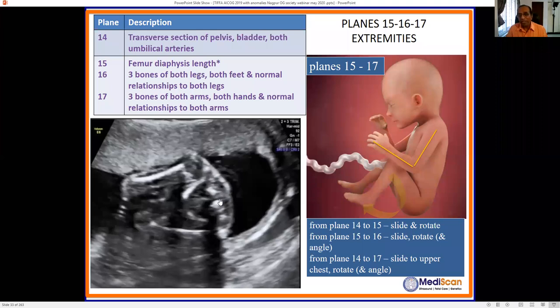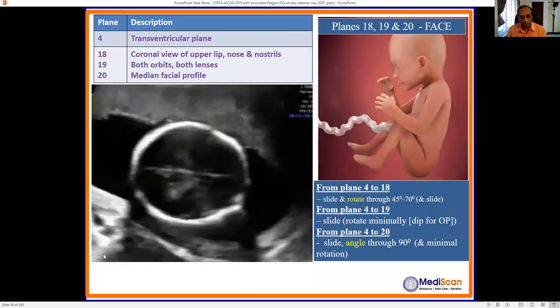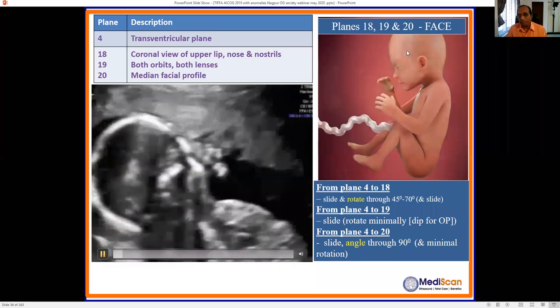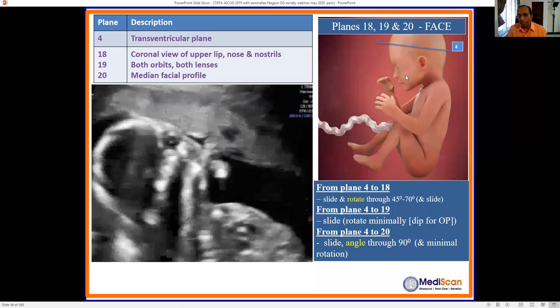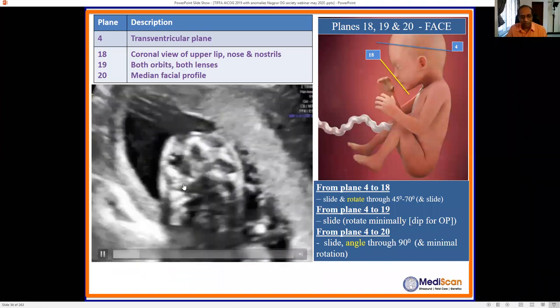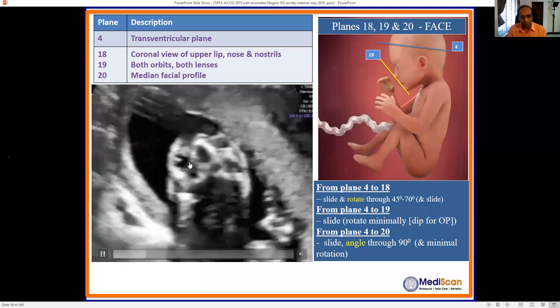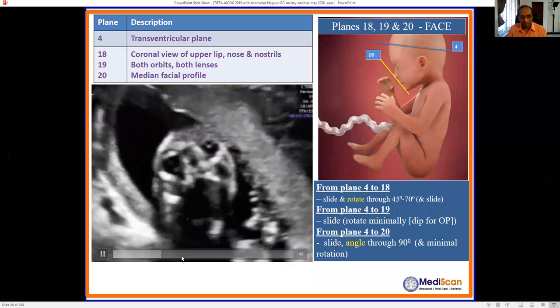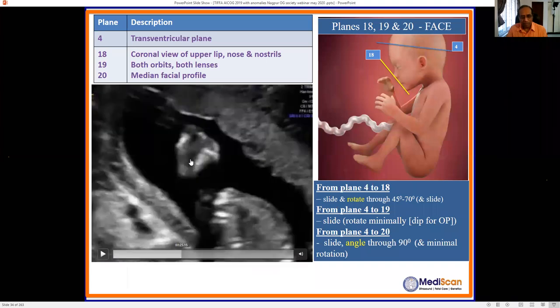Next, of course, planes 18, 19 and 20. We have almost come to the end of the anatomical evaluation. With planes 18, 19 and 20, you start off with the head, transventricular plane, and then move your probe 90 degrees to see the coronal view of the face. And that's the coronal view of the face, which is coming up now. As I'm moving, I can see the orbits and the lens on both eyes. That is the posterior coronal view. The mid coronal view will give you the premaxillary triangle. And as you go further, you can see the mouth.